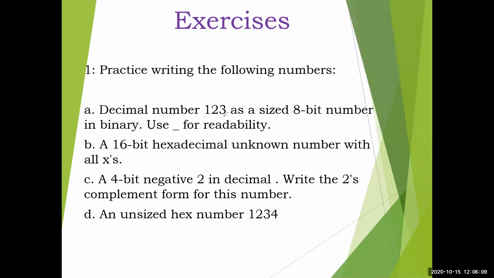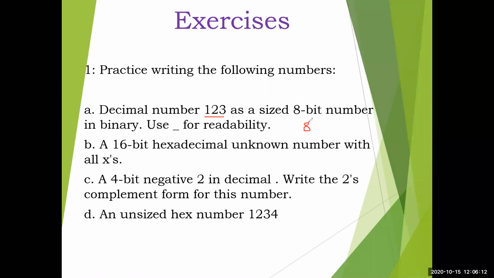For that, first you have to convert this 123 to binary. This can be written as 8'd123. So this is one way, but they have asked for an 8-bit number in binary. So you have to write the 8 binary values. You have to convert 123 into binary. How to convert? You have learned in basic electronics maybe: successive division by 2 and keep the remainders. So successively divide by 2.